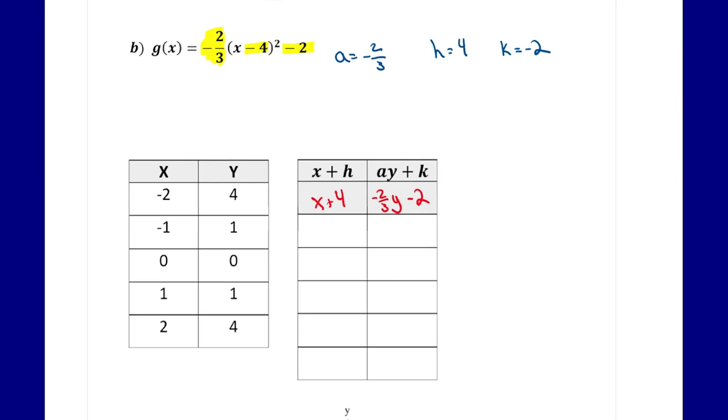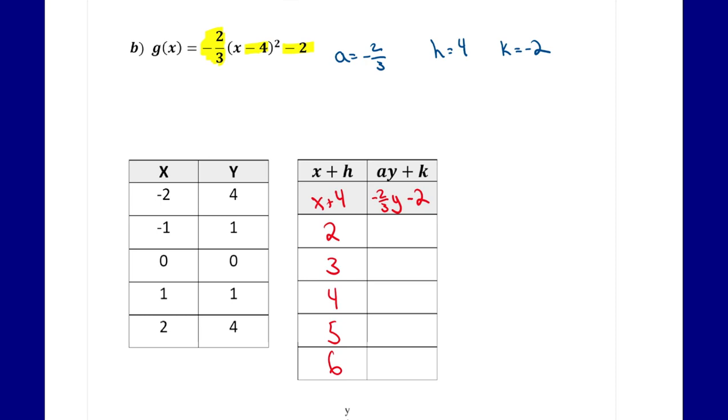And go through and just plug in my values. My parent function was negative 2 for x, so negative 2 plus 4 is 2. Negative 1 plus 4 is 3. 0 plus 4 is 4. 1 plus 4 is 5. And 2 plus 4 is 6.